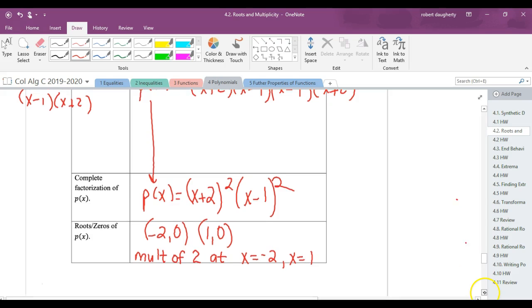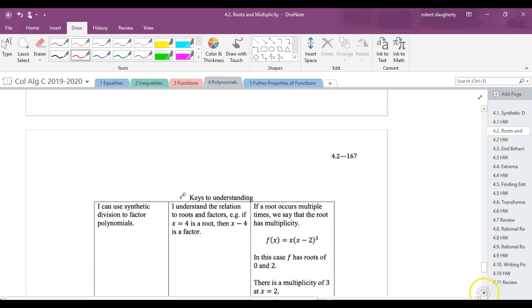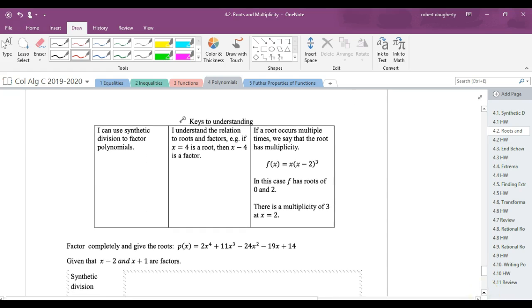So again, that will come later, but just the algebra of it is the thing we're trying to get solid on here. So we did synthetic division earlier. You need to be solid with that to factor polynomials. And you need to be real solid on, if I give you a root, you know the factor. If x equals 4 is the root, x minus 4 is the factor. And if a root occurs multiple times, we will say, like this has a multiplicity of 3 at x equals 2. And then you'll know graphically when we get to that what comes in.